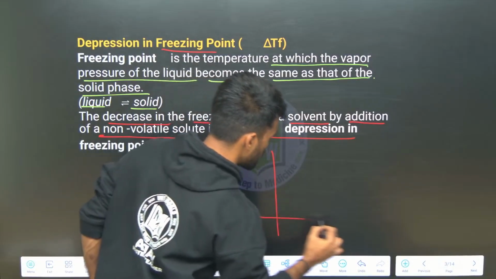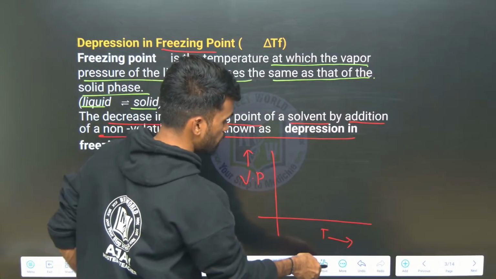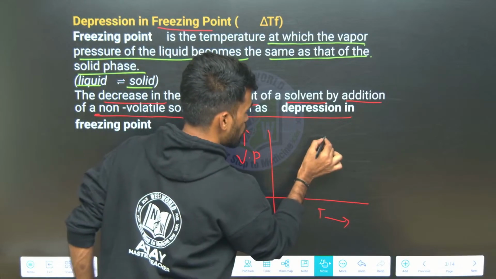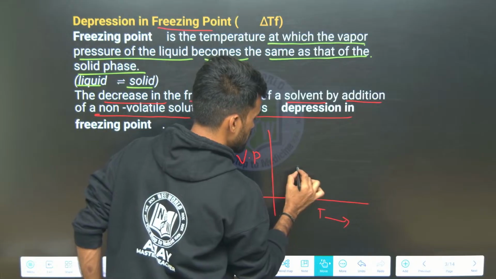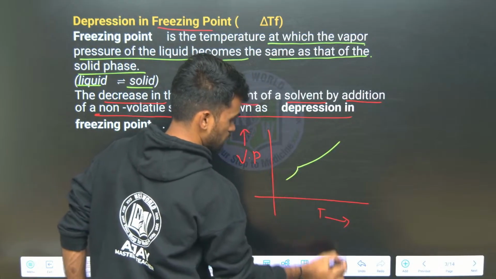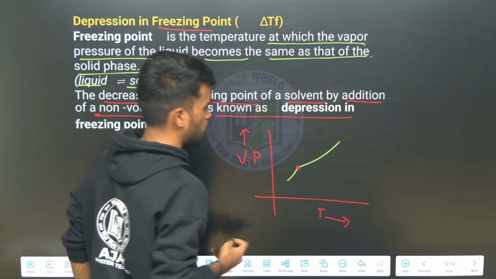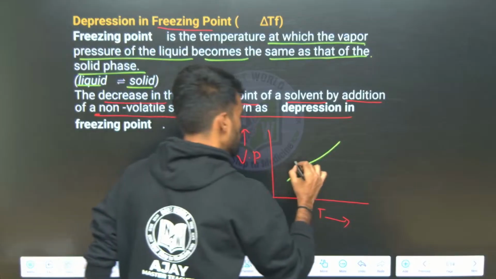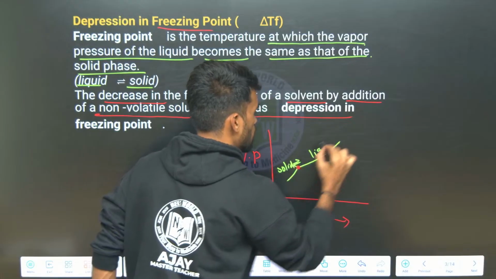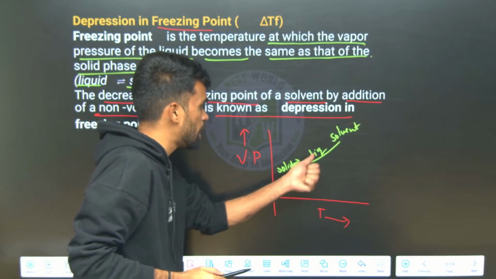Let us say I have a graph here, vapor pressure versus temperature. So now I am drawing the graph of vapor pressure versus temperature for the solvent. When I have a pure volatile solvent, you will be seeing this kind of scenario. Now see, here I have highlighted one point. This is a point where the liquid and the solid phase of this solvent, this is the solvent curve, are in equilibrium.